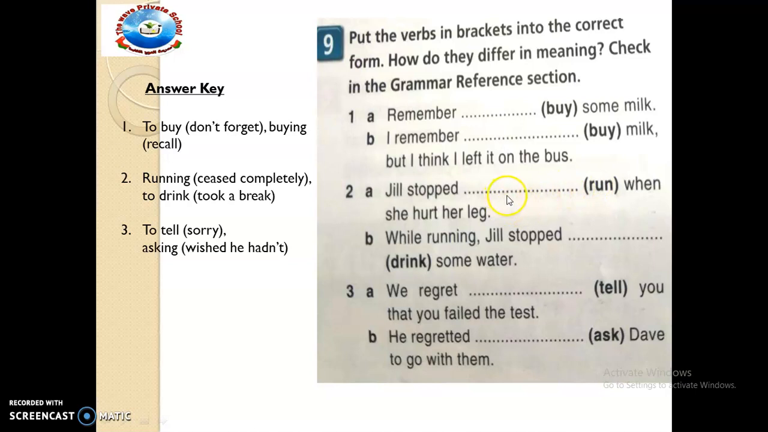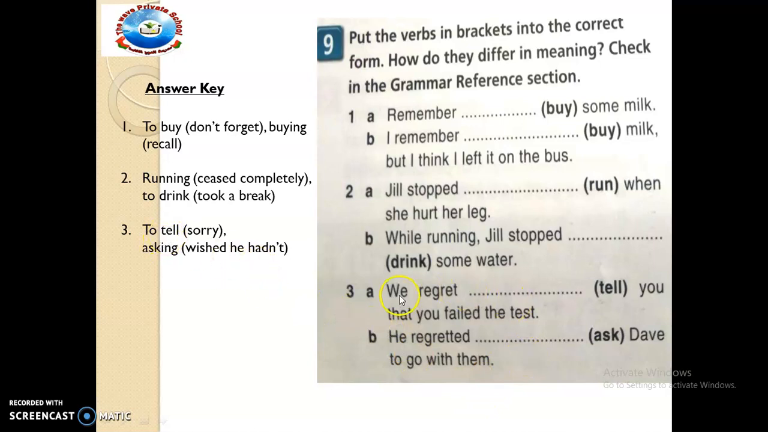So the same with this. Running means ceased completely, and this one stopped. To drink means to take a break. The difference between this and this is that while this one is to cease completely, this one is to take a break. This is to tell someone sorry, and this is to wish he hadn't.